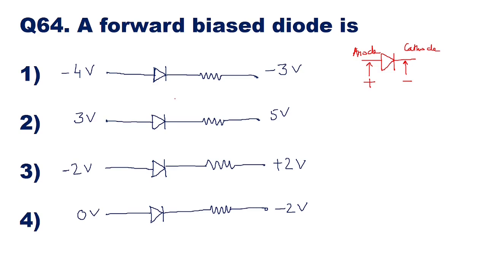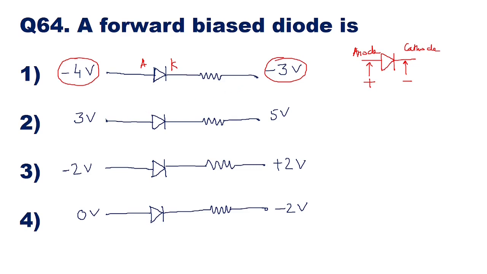Now if you observe these voltages, in the first option, this is anode and this is cathode, the voltage applied at the anode is minus 4 volt and the voltage applied at the cathode is minus 3 volt. So minus 4 volt is less than minus 3 volt. So option 1 is not the answer. In this case, the diode is not forward biased.